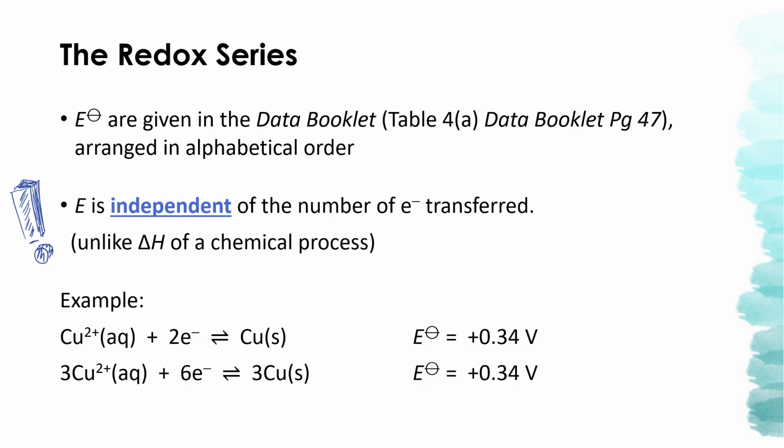The E value that you have in the data booklet or in this set of notes, please recognize that the E value is independent of the electron transfer. It's easier if you look at the example at the bottom of this slide. Even if I multiply by 3, you realize that the standard electrode potential value remains the same, which is plus 0.34 volts. The curious students here will ask me why, but the physics students should be able to answer me.